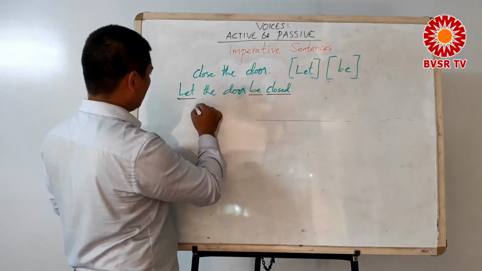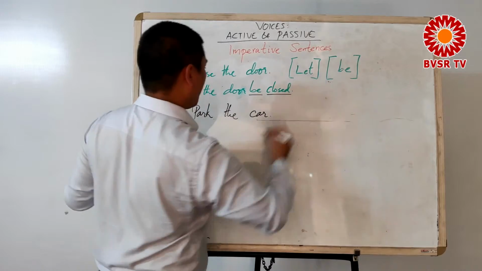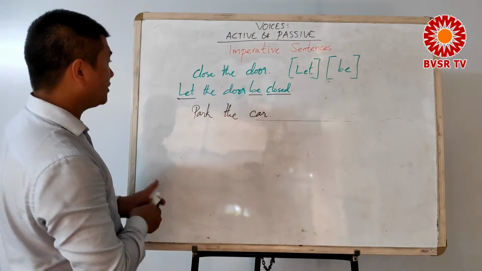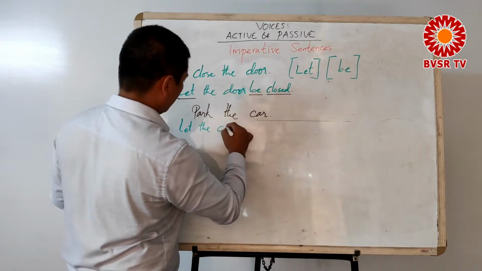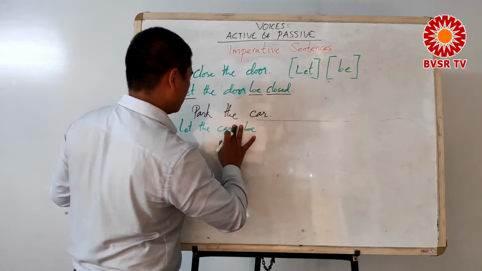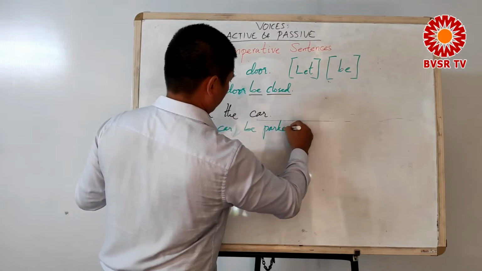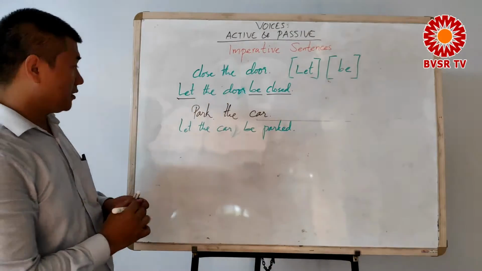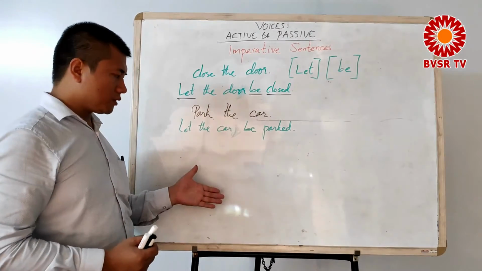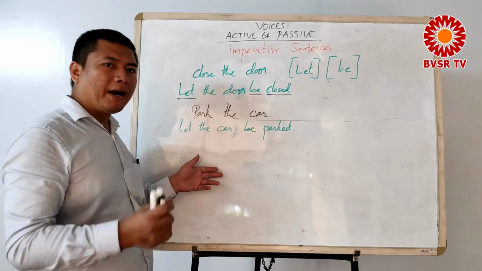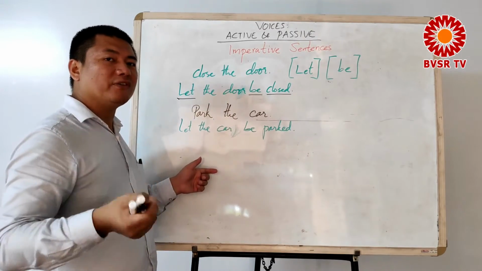I'll give you another example. Park the car. So when you convert into passive voice, it's very simple. Let the car be parked. So this is how you convert into passive voice. And I'll give you some more examples. Close the window. Let the window be closed. Drive the bike home. Let the bike be driven home.